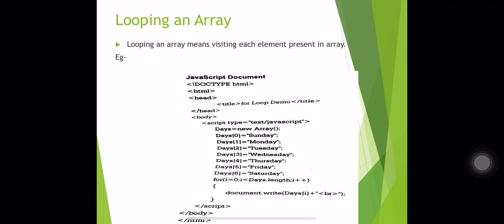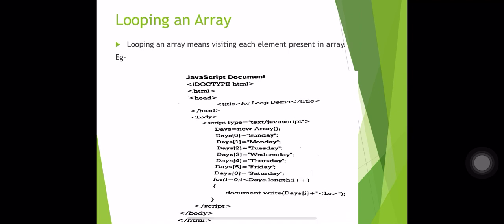Now we will display these elements of the array line by line using a for loop. So for I is equal to 0, I less than days.length. Days.length means the length of the array, which is how much? 7. So I less than 7 and I plus plus. So document.write days[I], and then the break is given. So days[I], the first value of I is 0, so Sunday will be printed. Then the break tag is given.